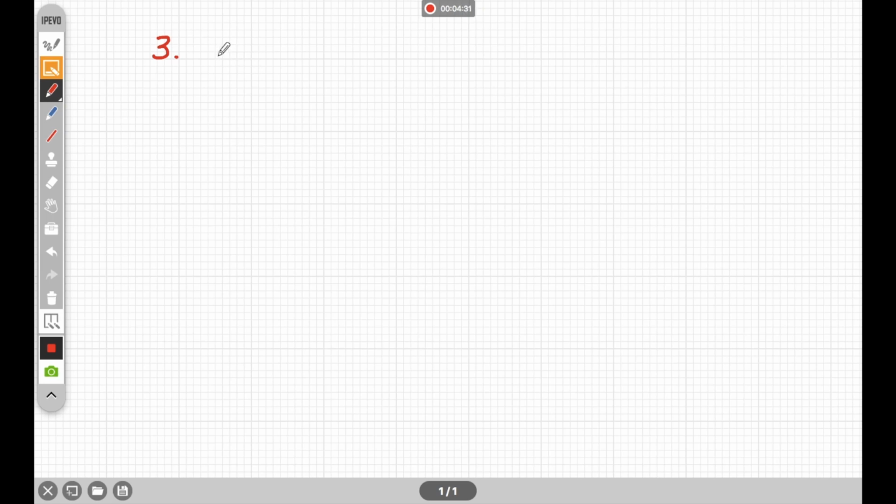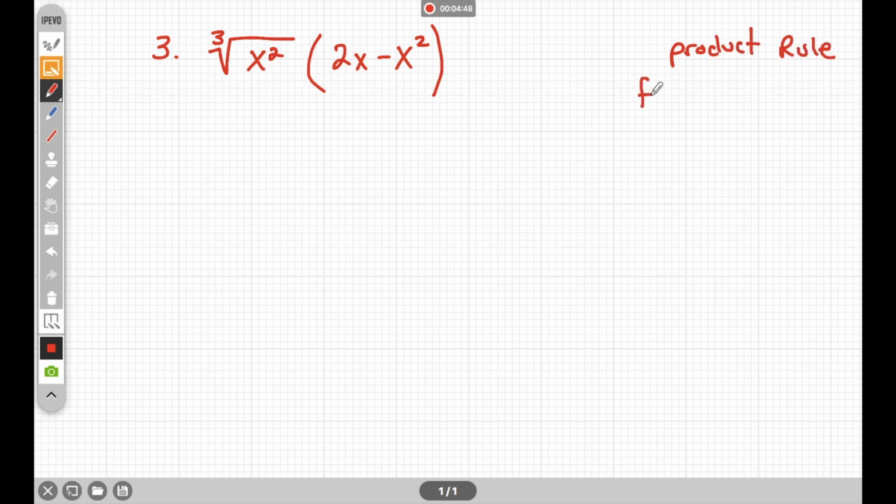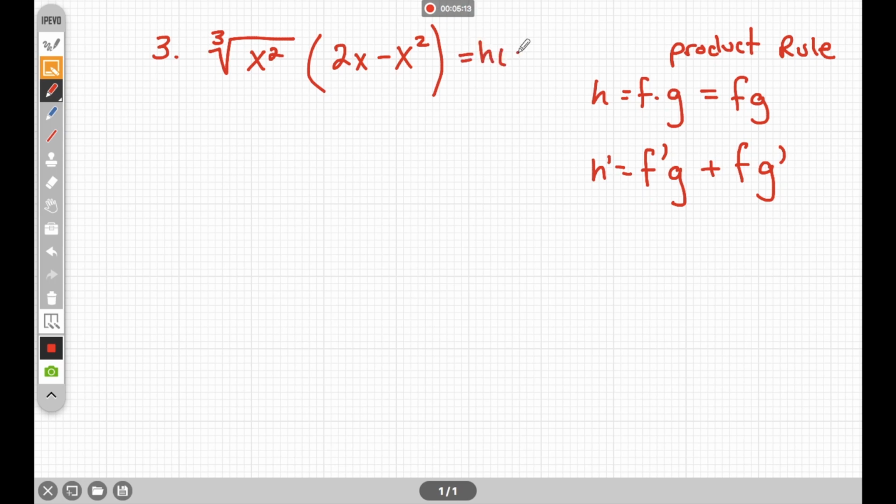Third one here, we're going to introduce the product rule with the problem, the cubed root of x squared times the function 2x minus x squared. And recall that the product rule, when I have two functions getting multiplied together, or f times g like that, the derivative is just the derivative of the first function, keep the second function the same, plus keep the first function the same, take the derivative of the second function, and this is going to be equal to h prime.